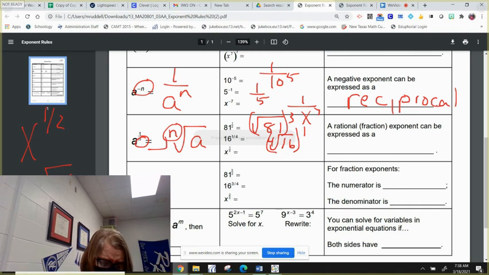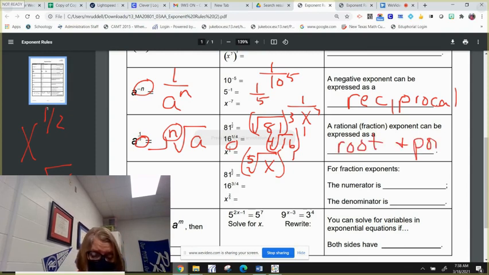I can't read. Okay, it's 2/5 on the one it printed. It really looks like 1/5 on my paper. The root number is going to be 5, fifth root of x. And then this would be, that looks like a 1, so that would be a 1. If it's a 2, it would be a 2. A rational fraction exponent can be expressed as a root and power.